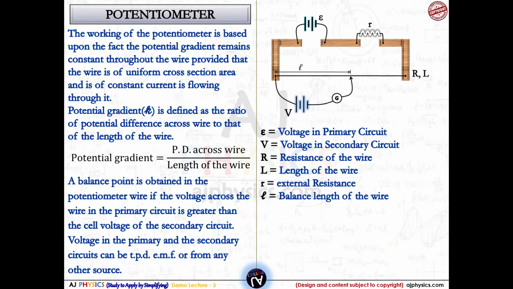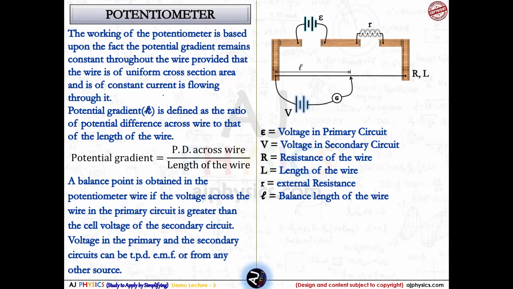Now, what is the working principle of the potentiometer? It is simply based upon the electric field. We have discussed in current electricity that when current flows through a wire, the electric field set up in the wire is constant. So E was equal to V divided by L. This was the relation we used, and the potential gradient we have given the symbol K, so that we may not confuse it with EMF or any other voltage.